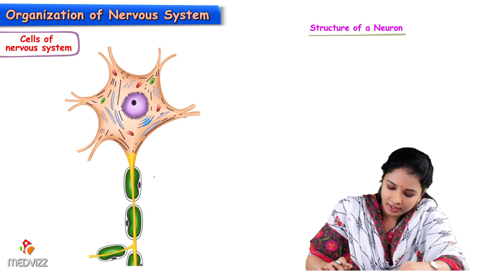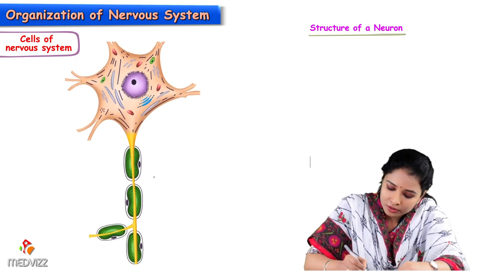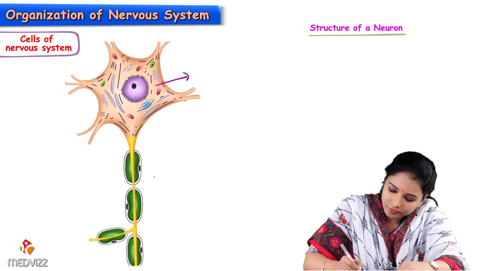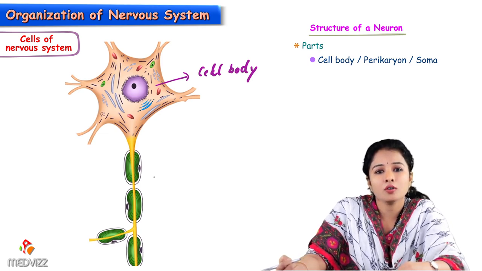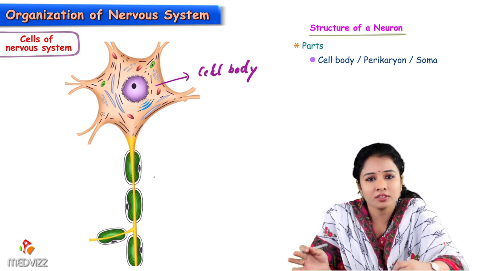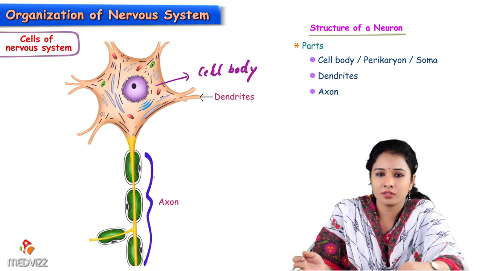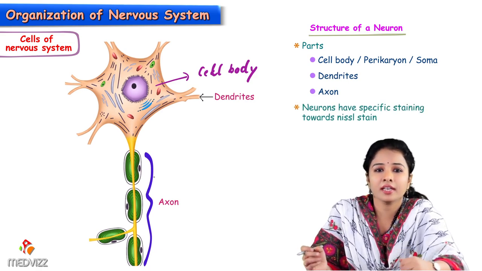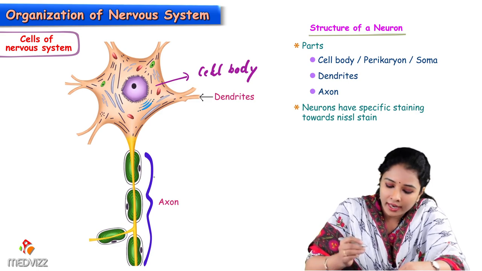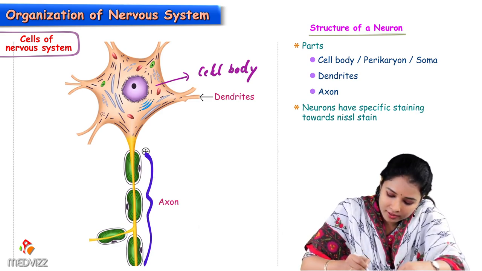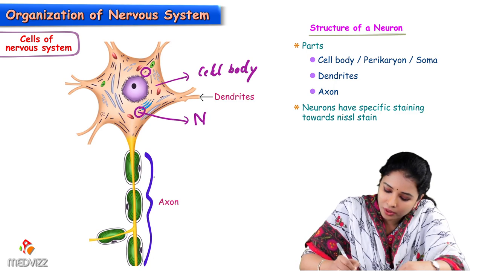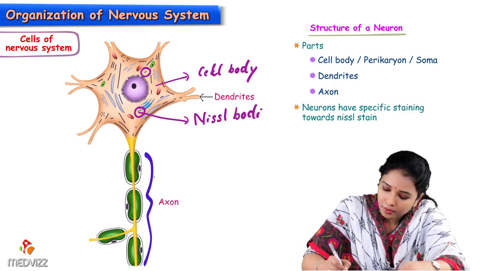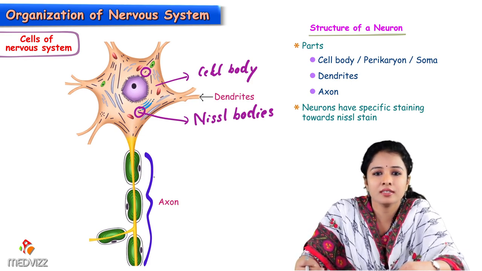Here is the structure of a typical neuron showing the cell body. The cell body is also called perikaryon or soma, and it consists of several processes which are called dendrites and axon. The neuron has a specific staining towards Nissl stain because it consists of some substances in the cytoplasm, and these substances are called Nissl bodies, which have affinity towards the Nissl stain.